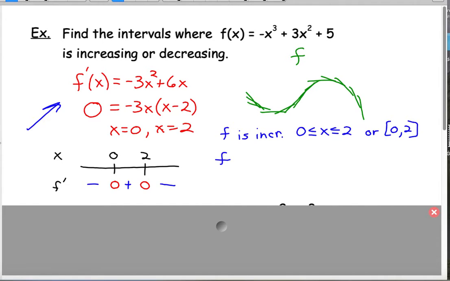All right, and then f is decreasing from when x is less than 0, let's say less than or equal to 0, they include the endpoint, and then when x is greater than or equal to 2. So with interval notation, we would say negative infinity to 0. We never include the negative infinity. And 2 to infinity, union with 2 to infinity. Okay, so you could use inequalities or you can use interval notation, whichever you prefer.